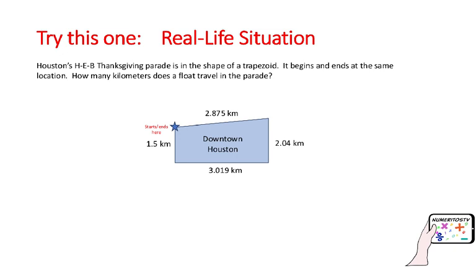This is a real life situation, and we are going to have some of these questions where you need to read carefully and understand if you need to add or subtract. So let's read together. Houston's H-E-B Thanksgiving parade is in the shape of a trapezoid. It begins and ends at the same location. How many kilometers does a float travel in the parade?